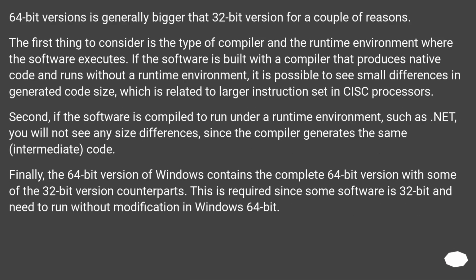64-bit versions are generally bigger than 32-bit versions for a couple of reasons. The first thing to consider is the type of compiler and the runtime environment where the software executes. If the software is built with a compiler that produces native code and runs without a runtime environment, it is possible to see small differences in generated code size, which is related to the larger instruction set in CISC processors. Second, if the software is compiled to run under a runtime environment, such as .NET, you will not see any size differences, since the compiler generates the same intermediate code.